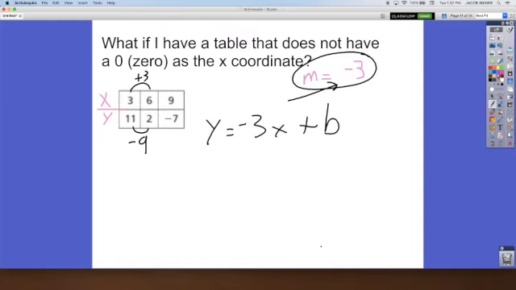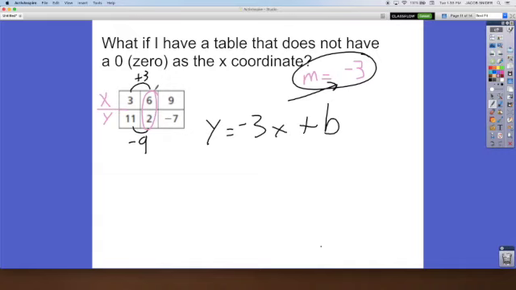I don't have a 0 in my table. Now, if you're really smart about this, you might be able to figure out what it is without doing this work. But I'm going to show you what we should do to figure out the b. All the times that we've done this, we haven't done anything with our x or our y, because those are just points that are on our line. However, now we are going to. So I want to pick a point that's easy to work with. I like that one. It looks small. There's nothing negative. And I'm going to plug this into my equation.